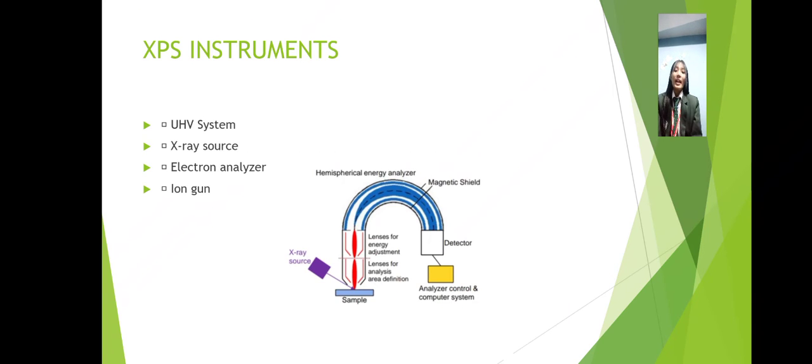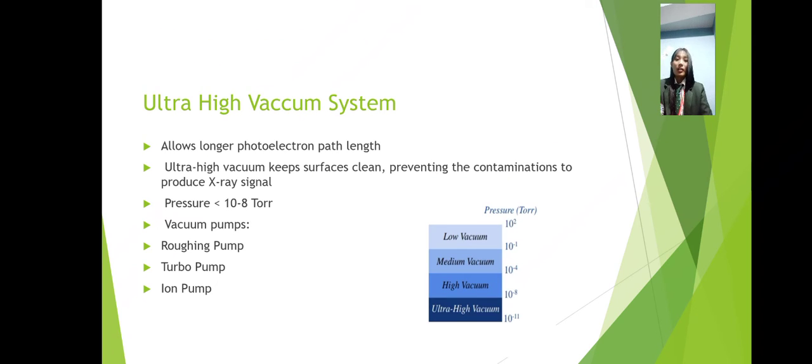Now heading towards the XPS instrument, there are 4 components. Number 1 is the UHV system, number 2 the X-ray source, number 3 the electron analyzer, and number 4 the ion gun. Now let's see some points on the ultra high vacuum system, or UHV system. The UHV system allows a longer photoelectron path length, and ultra high vacuum keeps the surface clean, preventing contamination, to produce the X-ray signal, as you can see below.